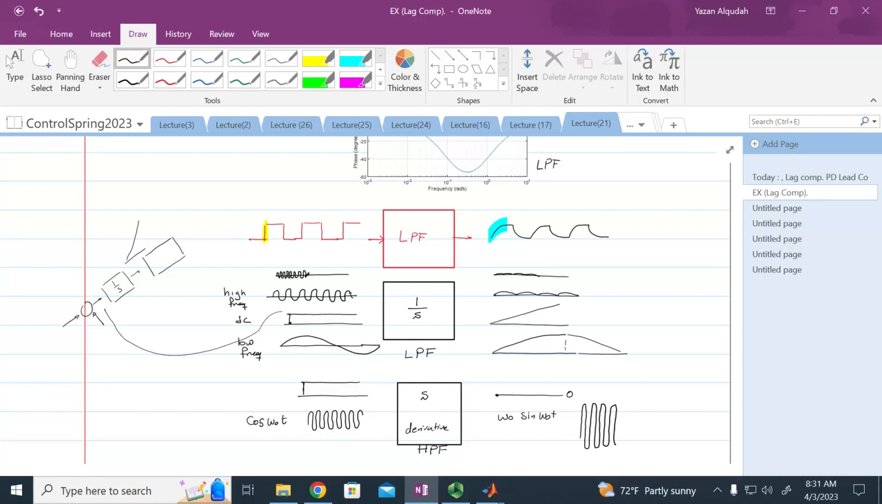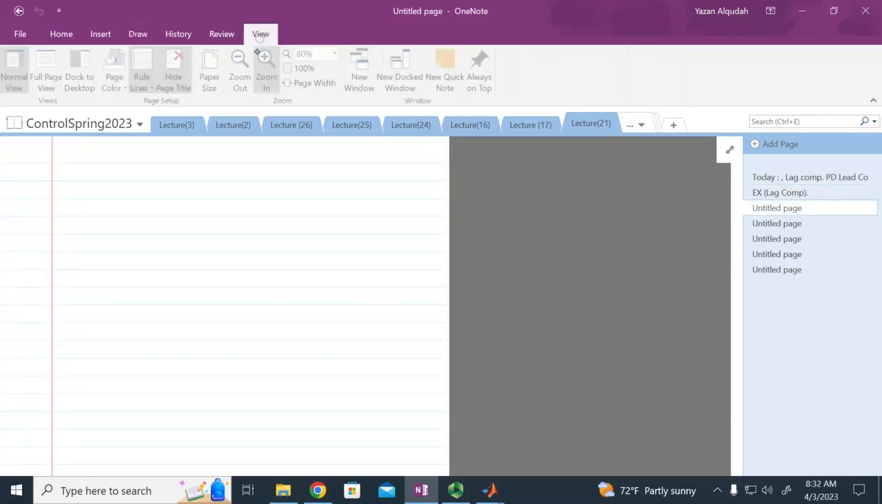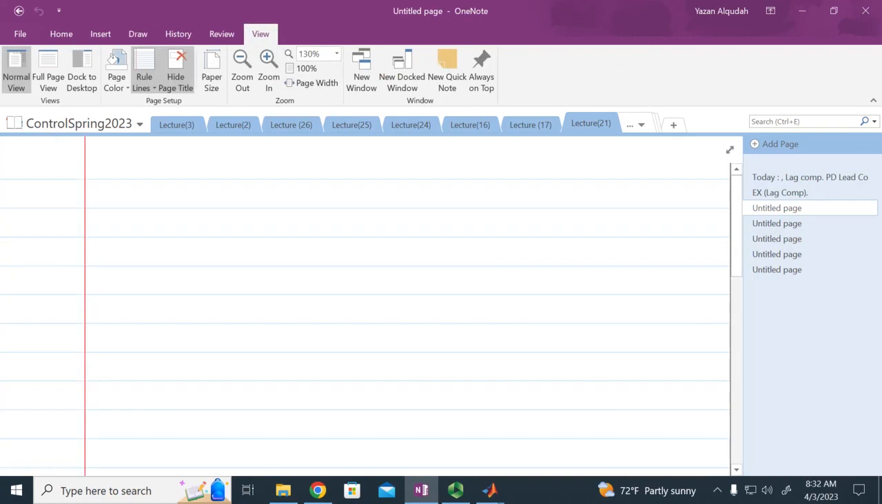Okay. Okay. Moving on to our next set of compensators. We're going to look at improving the transient response, and therefore we're going to be looking at two types of compensators.